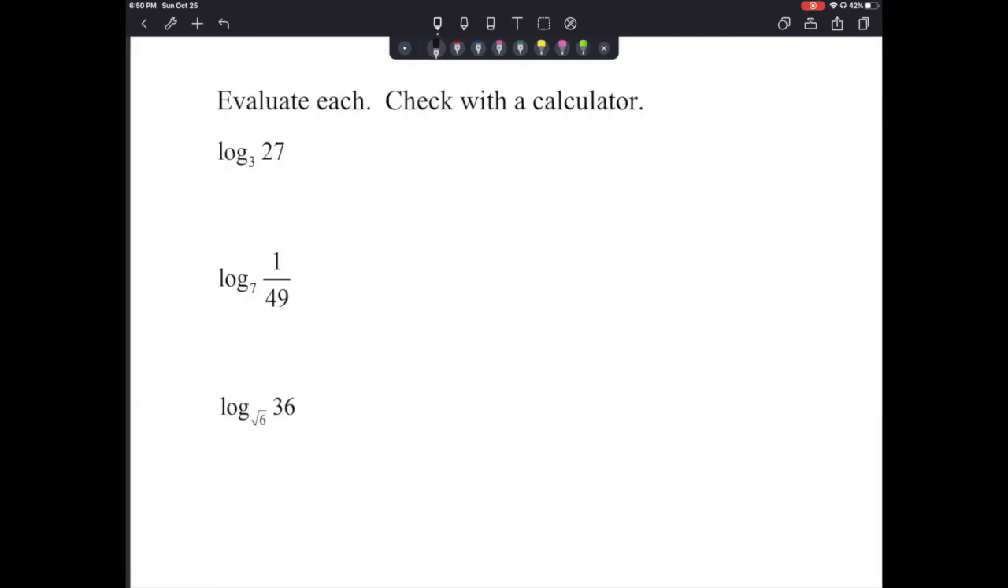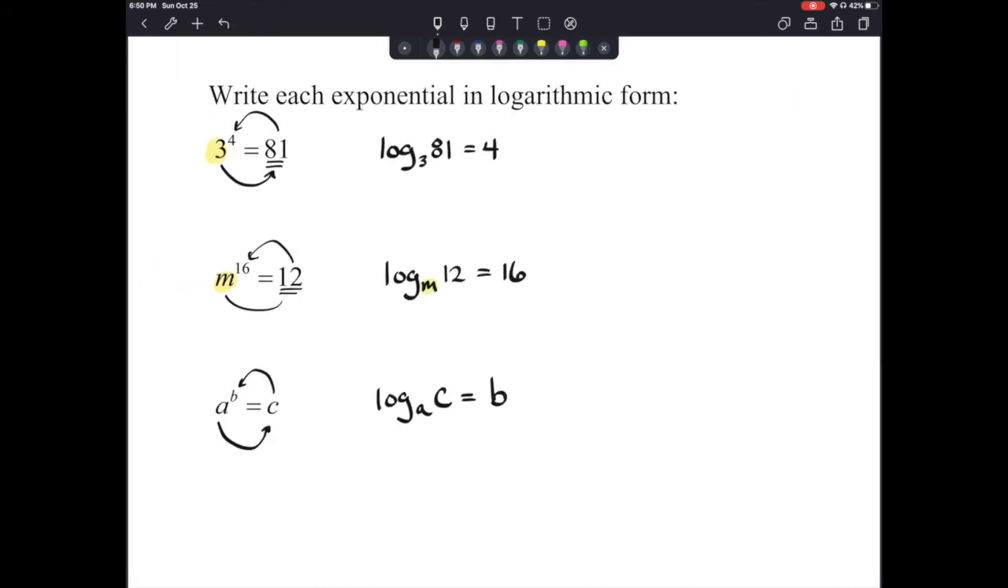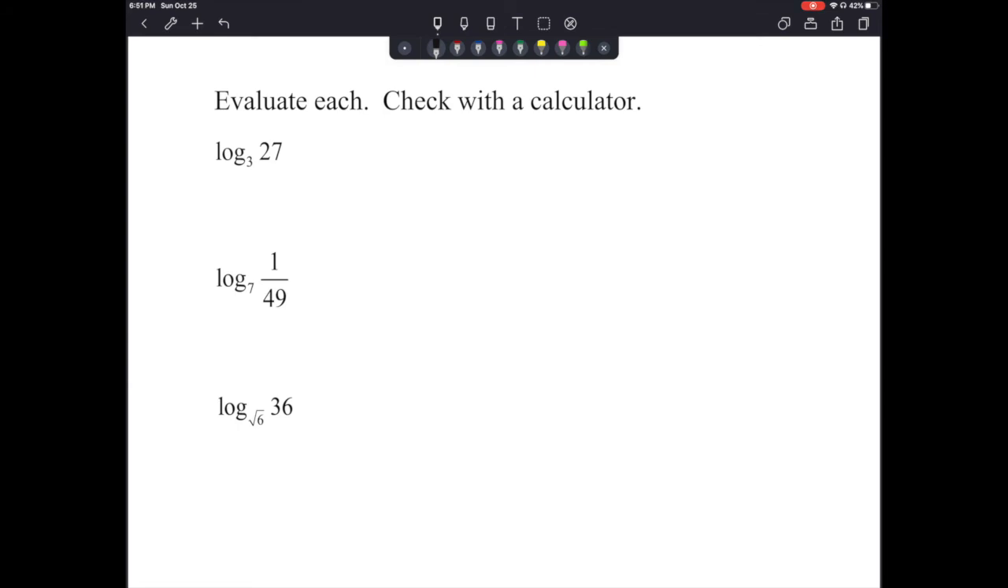Let's move on. It says evaluate each. Check with the calculator. So the first one we have log base 3 of 27. We're supposed to figure out what that equals. This one doesn't really have all of the same terms as the last one. Those had a log base, a value, and an output, but with these ones, we don't have the output listed.